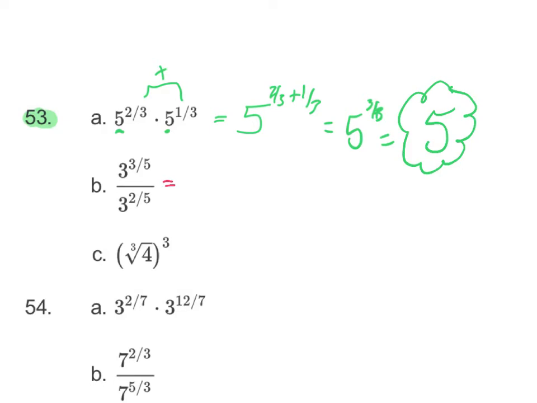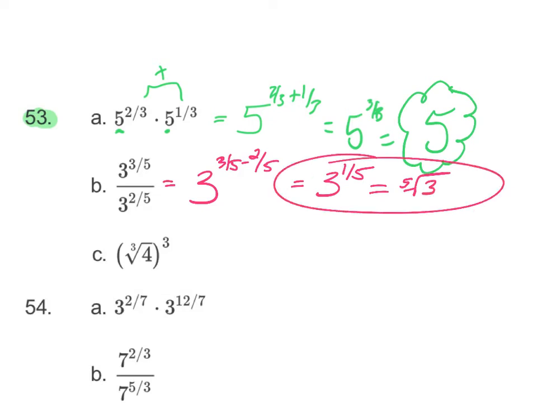What happens when I have the same base and I'm dividing? What do I do to the exponents? You subtract them. Very good. So this becomes 3 to the 1/5. How can I write that? That's in rational or exponential form. How can I write that in radical form if you were asked to? It'd be 5 as the index. Perfect. Good job.